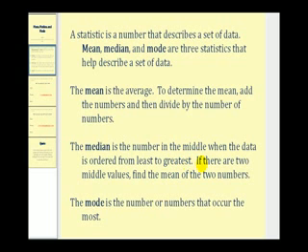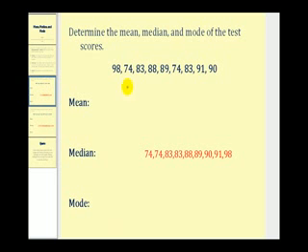And then lastly, the mode is the number or numbers that occur the most often. Let's go ahead and look at an example. Let's say we have a set of test scores and we want to find the mean, median, and mode.